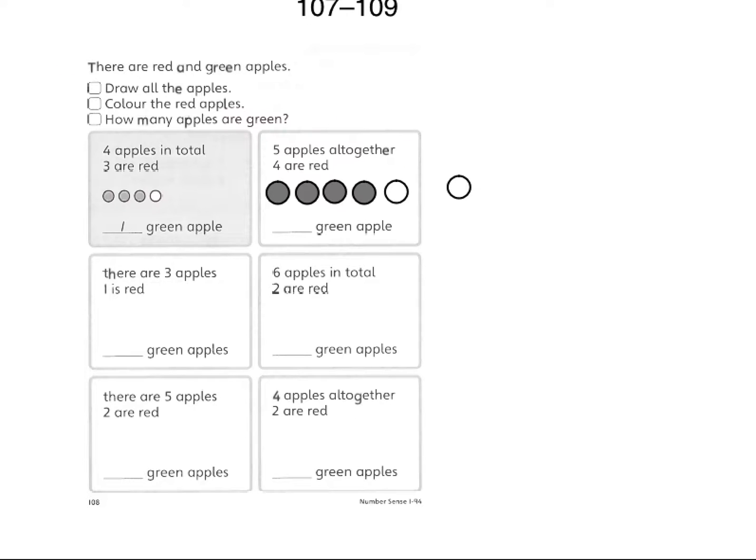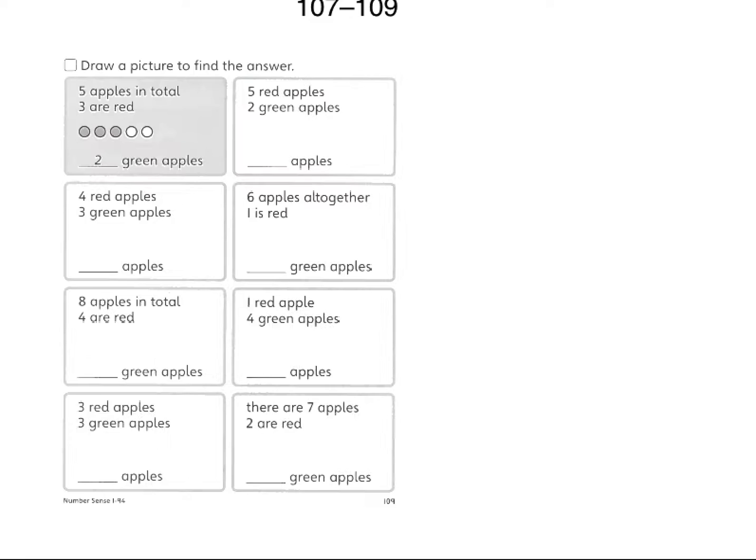And on the next page, you know what they're going to do, mix them up. There are 5 red apples and 2 green apples. You have to find the total. There are 6 apples altogether, so you have to draw 6. Color in the red one. See how many green ones. Okay? Good luck with that.